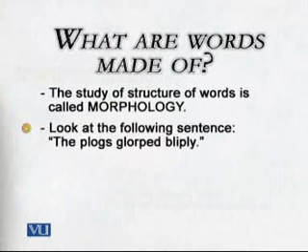Exactly the same way, glopped also is not the smallest unit in this sentence. It also consists of two morphemes. Number one, glop as a word, one morpheme, and second one, of course, is its past marker, ed. And the same way, bliply is also composed of two morphemes. One is blip, and second, its adverb marker, ly, bliply. So in this sentence, we found 3 words and 6 morphemes.